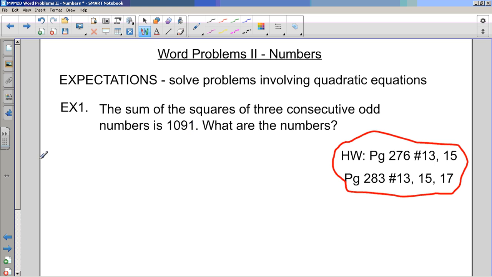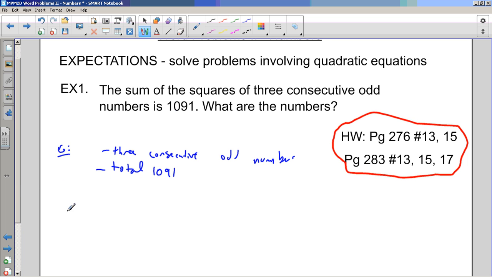And in fact, we'll see if we were just to use our calculator, that we might miss one of the solutions. So I'm going to use the GRASP method for this. What was given is we have 3 consecutive odd numbers. The total is 1091. What's required is to find the numbers, right?